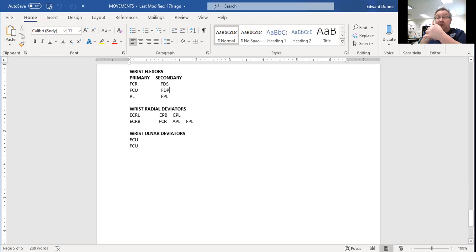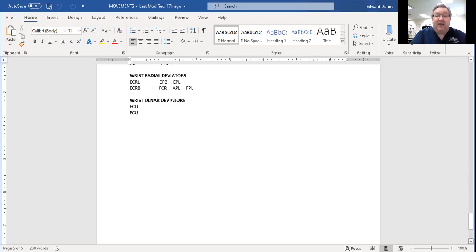All right, so profundus allows you to do this. Superficialis allows you to do this. Superficialis cannot do the distal digit. Flexor pollicis longus is the muscle that flexes the thumb. So know the primary wrist flexors: flexor carpi radialis, flexor carpi ulnaris, and palmaris longus. This is going to go longer than I expected. Sorry about that, guys. All right.